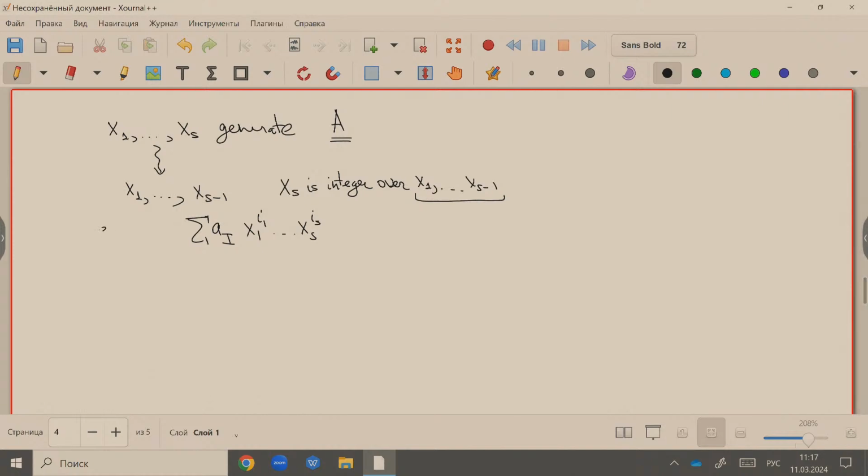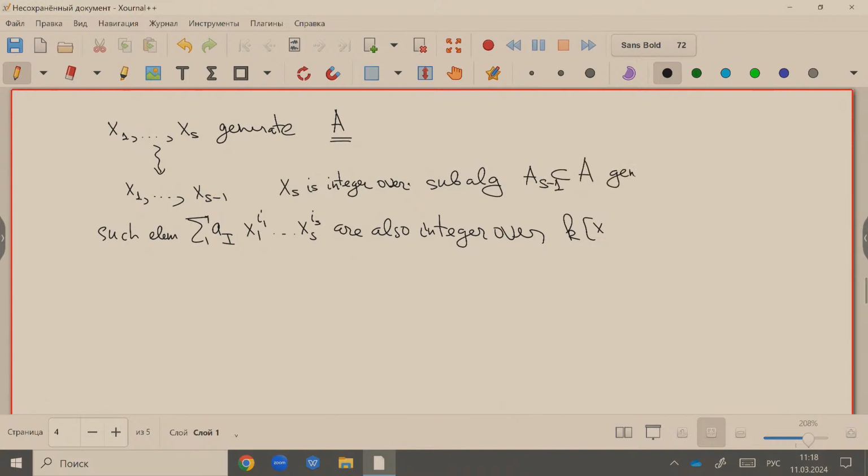So such elements are also integral over the subalgebra generated by these elements, just by s minus 1 generators.